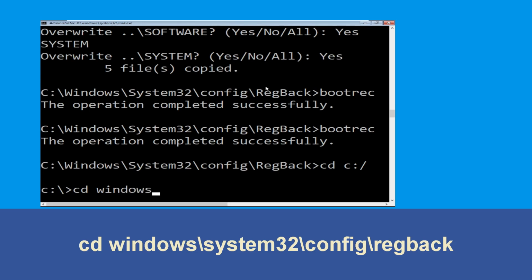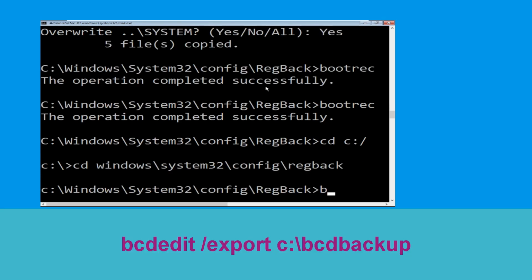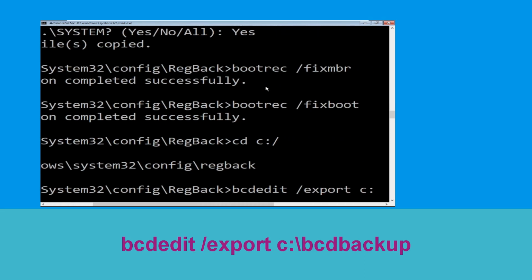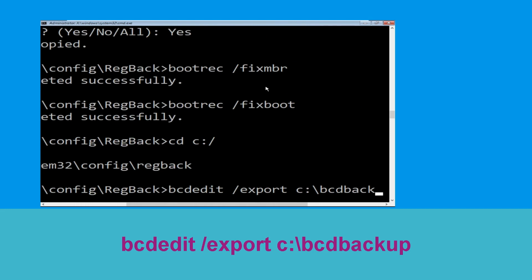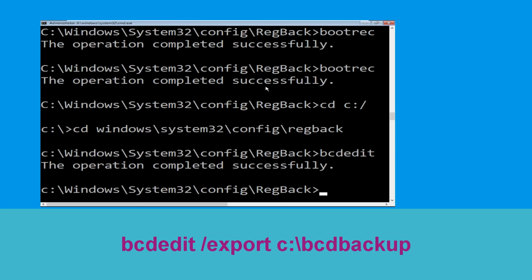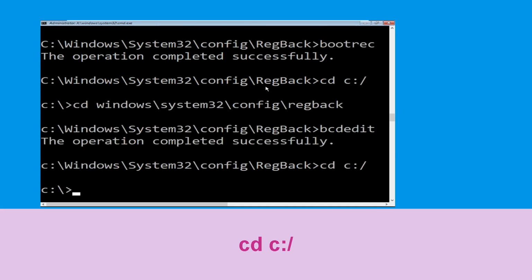Now type this command cd windows/system32/config/regback and simply hit enter to execute the command. Now type this command bcdedit /export c:/bcdbackup, then hit enter. Now type cd c:/ and hit enter.